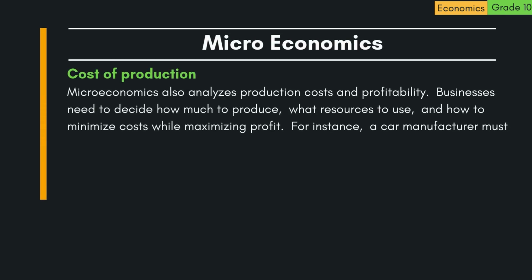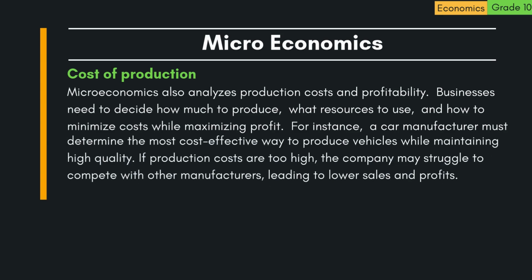D. Cost of production. Microeconomics also analyzes production costs and profitability. Businesses need to decide how much to produce, what resources to use, and how to minimize costs while maximizing profit. For instance, a car manufacturer must determine the most cost-effective way to produce vehicles while maintaining high quality. If production costs are too high, the company may struggle to compete with other manufacturers, leading to lower sales and profits.